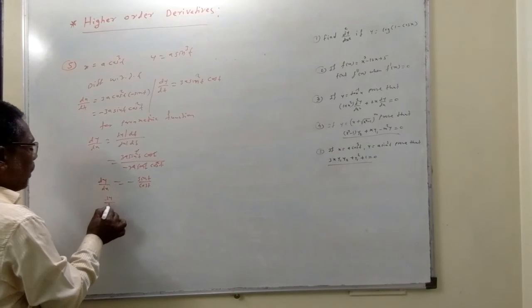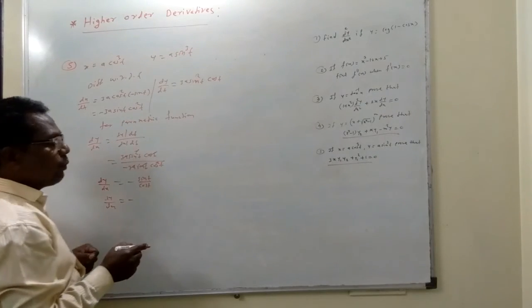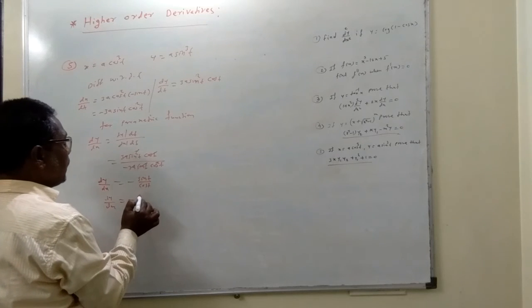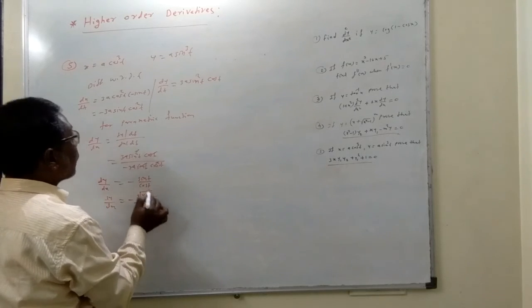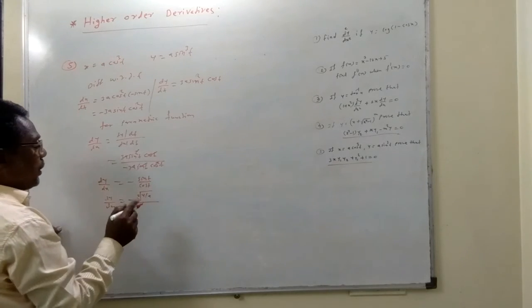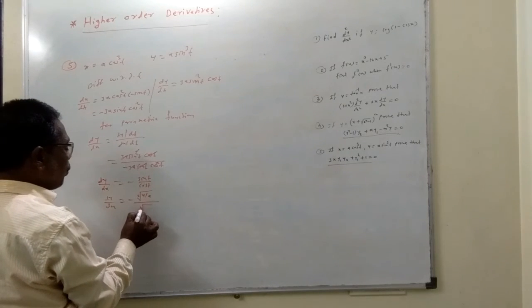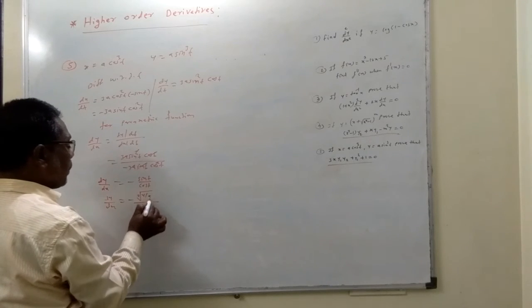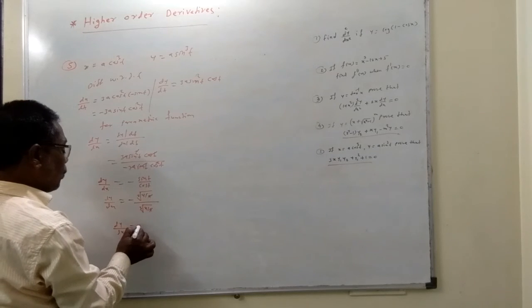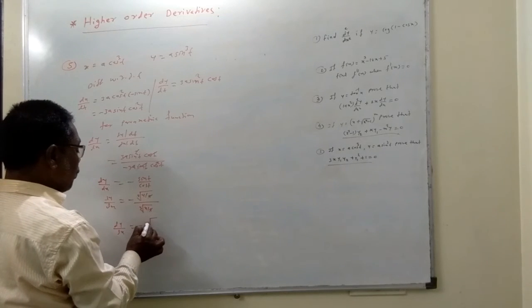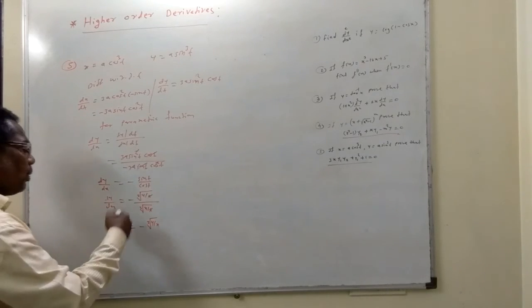So we can write this dy by dx is equal to minus. Now from this equation, sin cube t is y upon a, so sin t is equal to cube root of y by a, and x is equal to a cos cube t. So we can write cos cube t is x upon a. So cos t is equal to cube root of x upon a. Now a gets cancelled. So dy by dx is equal to minus cube root of y by x. Now here we can remove this cube root also.